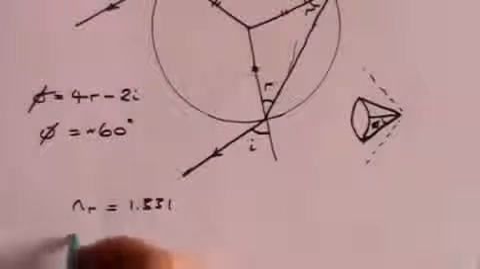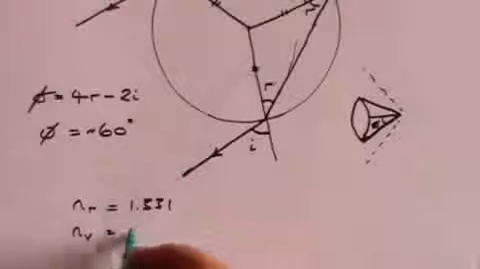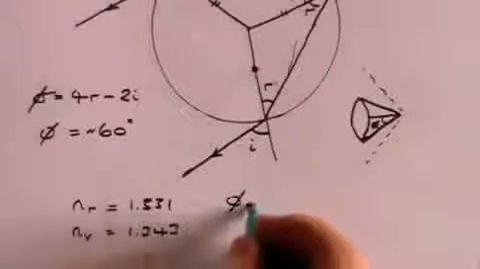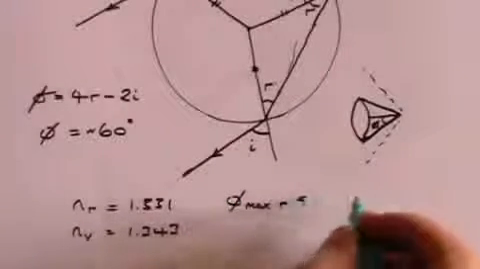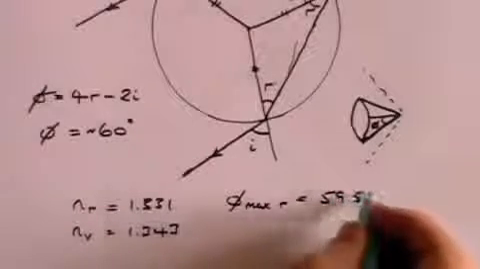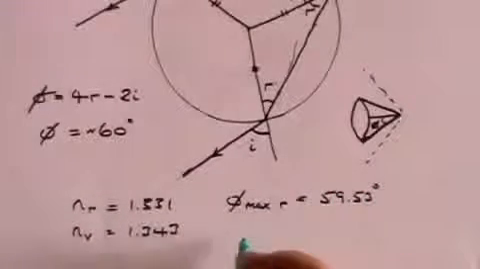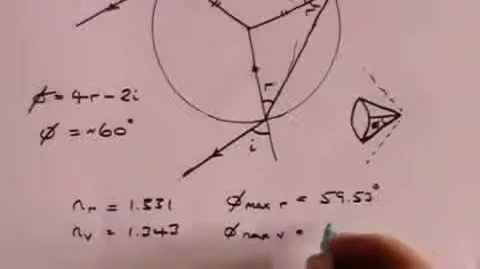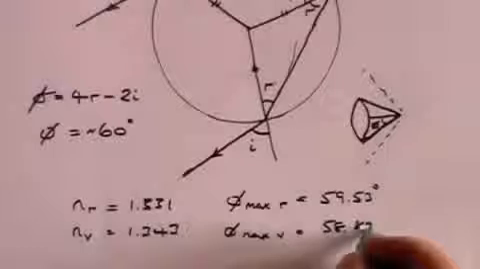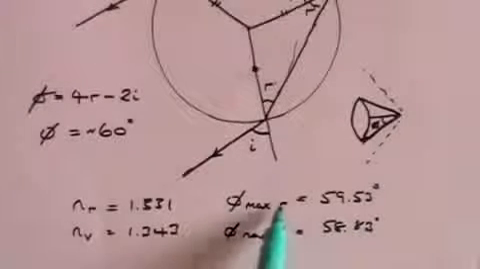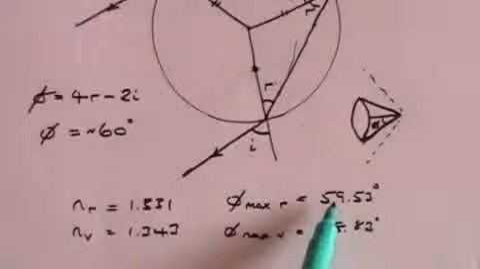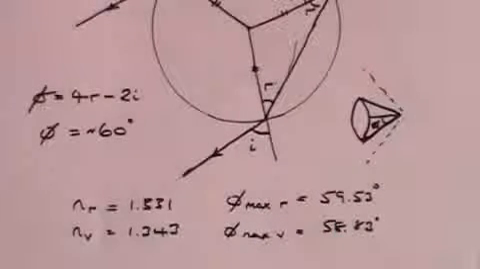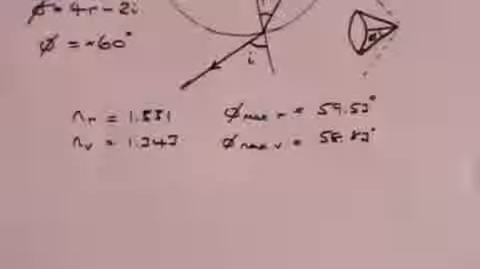For violet light, the refractive index is 1.343. And that means that phi max for red is about 59.53 degrees, but phi max for violet is 58.83 degrees. The red has a higher maximum phi than violet. And that gives us a slightly different nuance now.